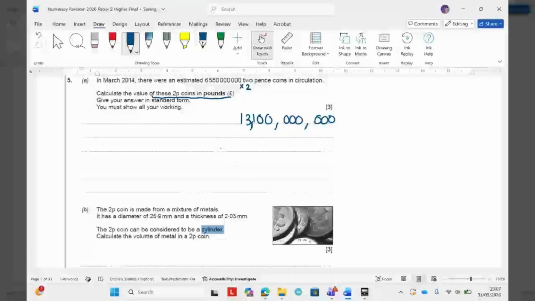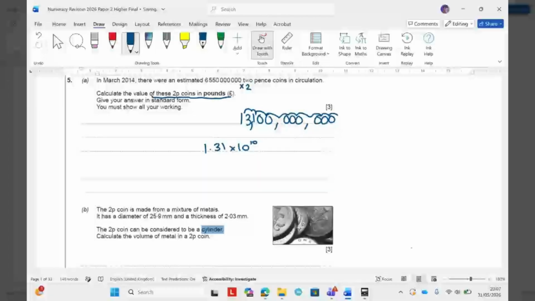Okay. Put your answer in standard form. 1.31 times 10 to the power 10. And show all your work. Well, yeah, just do a better job than that, right?